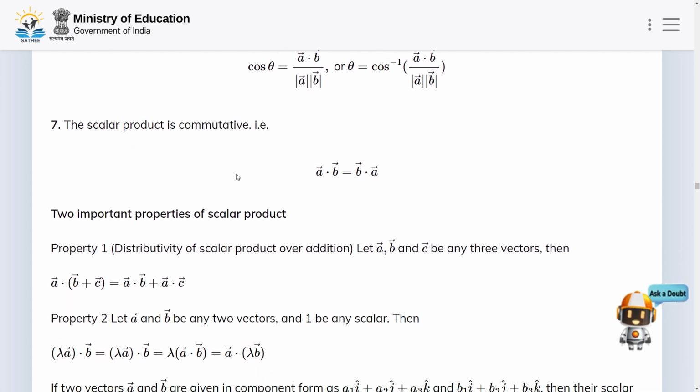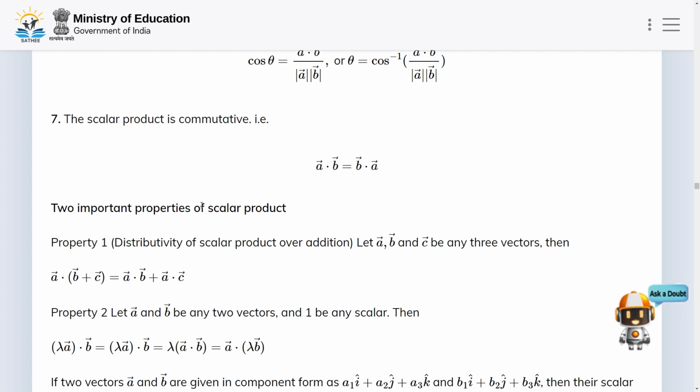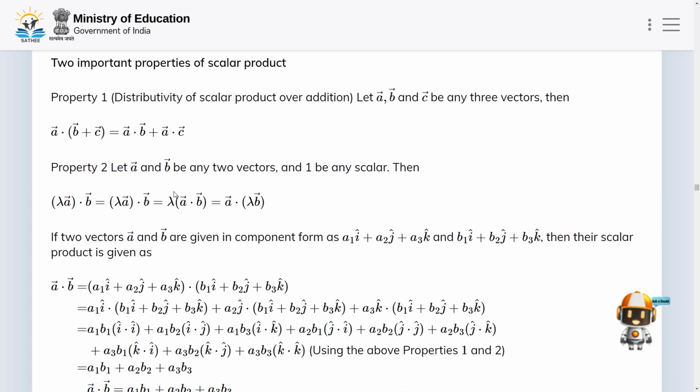Okay, now scalar product is commutative, that is A dot product B is same as B dot product A. Okay, clear? Now, two more interesting properties of scalar product. Property 1 is the distributive property of scalar product over addition. When you have three vectors A, B, C, then A dot product (B plus C) is same as A dot product B plus A dot product C.